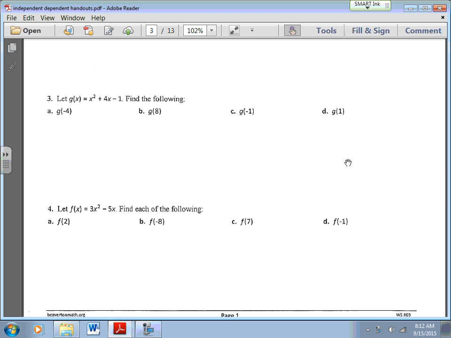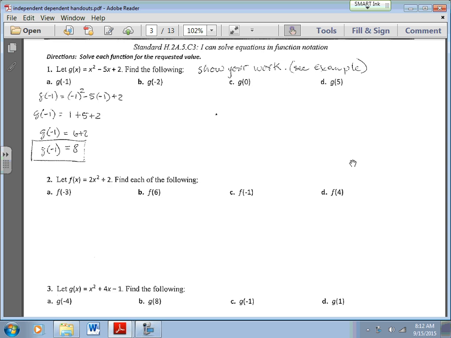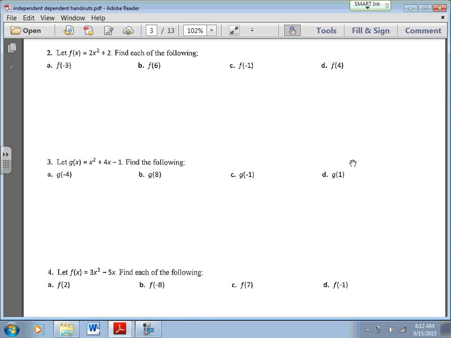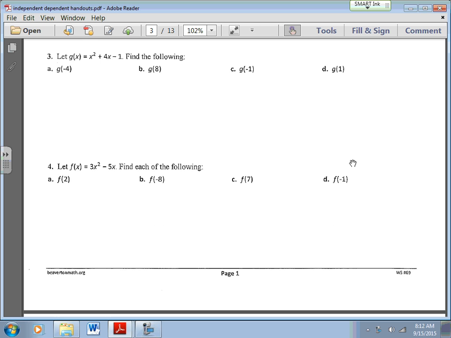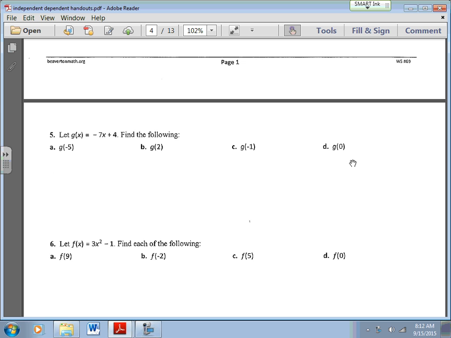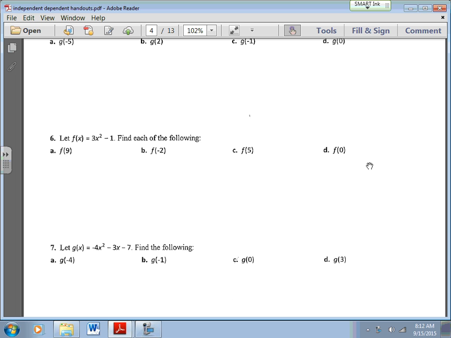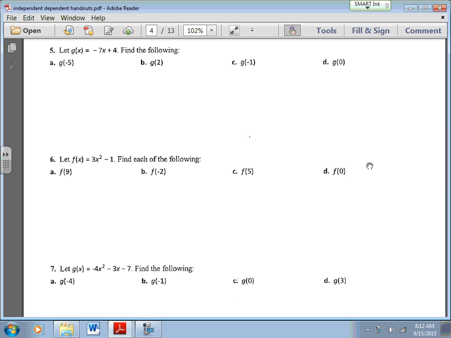Okay, so from the problems that I had you take home and do, there are no questions on 1, 2, 3, or 4. Those were for you to do, so I'm not going to go back to those. Were there any questions on 5, 6, or 7 on the next page, on evaluating for a value for the function? Okay, so everybody understands how to plug those in pretty easily?